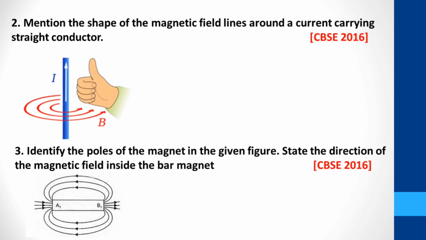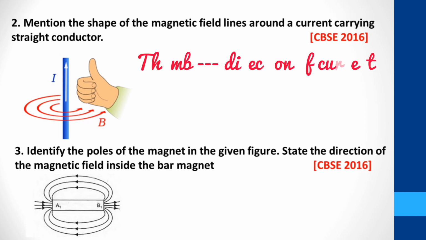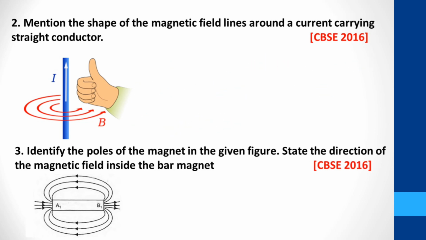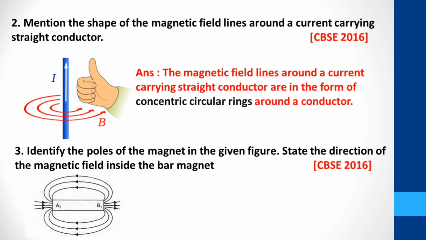The rule states that if you hold a current carrying straight conductor with your right hand in such a way that the thumb shows the direction of the current, then the wrapped fingers show the direction of the magnetic field. So on applying the right hand thumb rule, we can understand that the magnetic field lines around a current carrying straight conductor are in the form of concentric circular rings around the conductor.